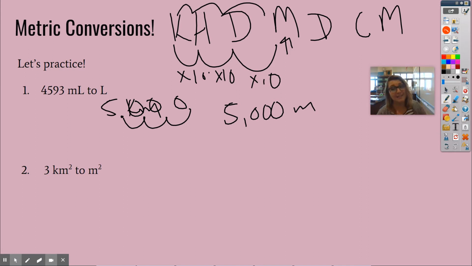All right. So if the whole moving the decimal confuses you, feel free to just remember, if you're moving to the right, you're multiplying by 10. Moving to the left, you're dividing by 10. All right.